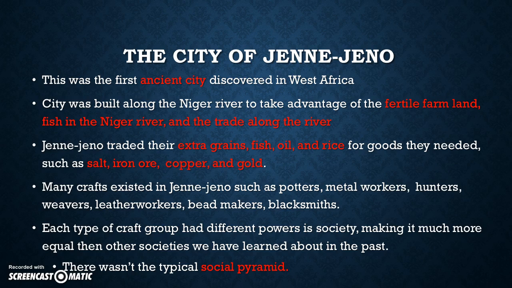Jenne-jeno traded their extra grains, fish, oil, and rice for other goods they needed, such as salt, iron ore, copper, and gold. Many crafts existed in Jenne-jeno, such as potters, metal workers, hunters, weavers, leather workers, bead makers, and blacksmiths. Each craft group, or group of people who practiced these different crafts, had different powers in society, making it much more equal than other societies we've learned about in the past. There wasn't the typical social pyramid we learned about in, like, the Aztecs and the Mayans.